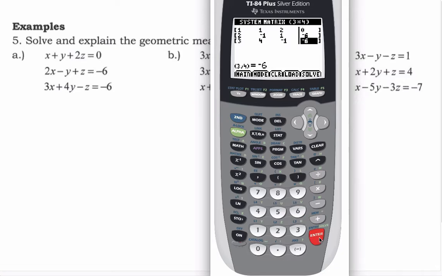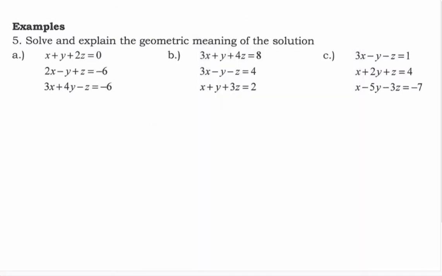Double check that all numbers are correct because it's easy to make a mistake. Click solve, and we get that solution, which means x, y, and z are negative 3, 1, 1. So in this case, the answer is negative 3, 1, 1. So they meet at 1 point, and we call it a consistent system.